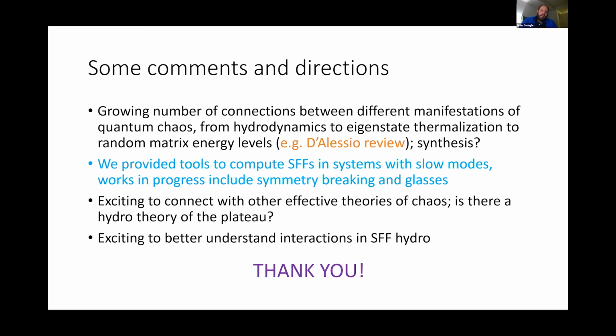So let me wrap up. I think what's interesting to me is that there's this growing number of connections between different manifestations of chaos, from hydrodynamics to eigenstate thermalization to random matrix theory. And we know they're connected. We have various examples of this, various model systems, et cetera, but I feel like there still is opportunity for a synthesis here. What implies what, really, is guaranteed to happen, how stable are things, these kinds of questions.